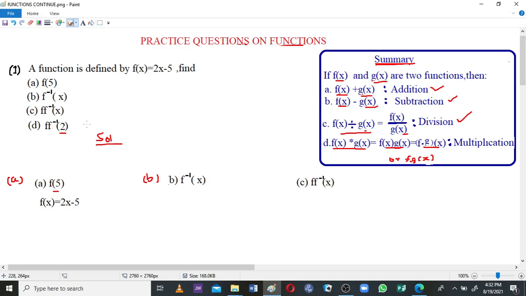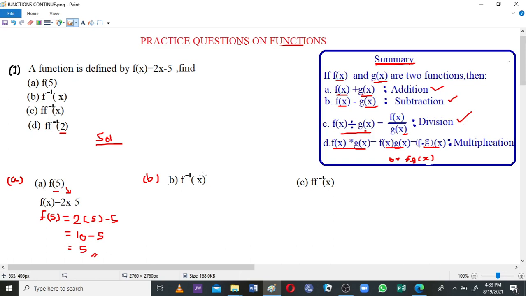In our original function, we have f(x) is equal to 2x minus 5. Now what we want to find is f(5). So that means we are going to substitute x by 5. So f(5) is going to be 2, you open your brackets and substitute where there is x by 5, and that is going to give you 10 minus 5, which will just give you 5. So this is the value of f(5) for your function.